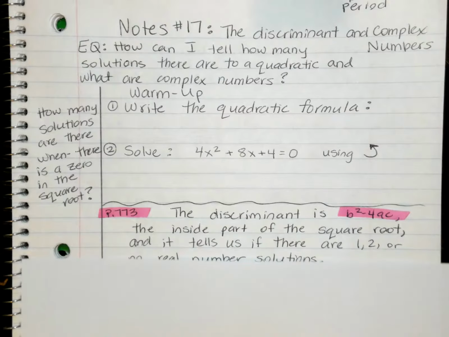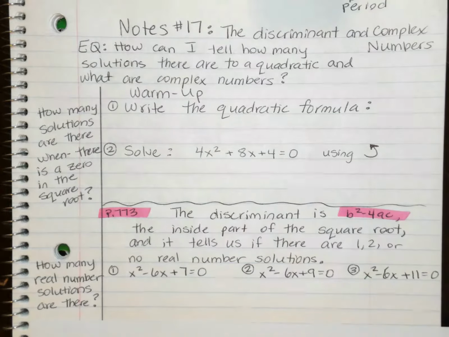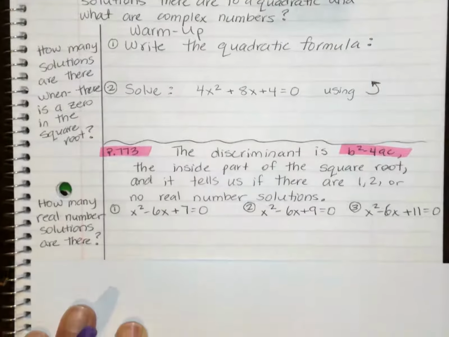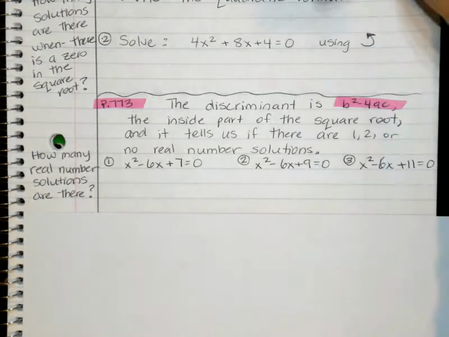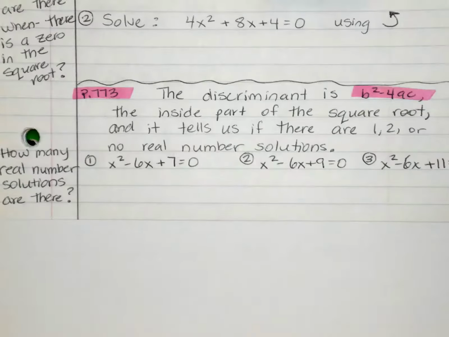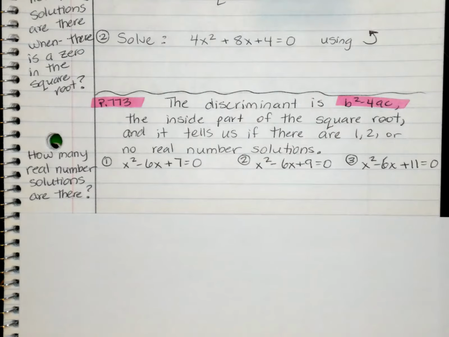And I'm going to go over that right now in this beginning part of the notes. So go ahead and copy this down. I'll zoom it in a little bit too. So on page 773, it has this nice little note, and I didn't want to make you copy it all because it is right there in your book. So I'll show you that in a second.